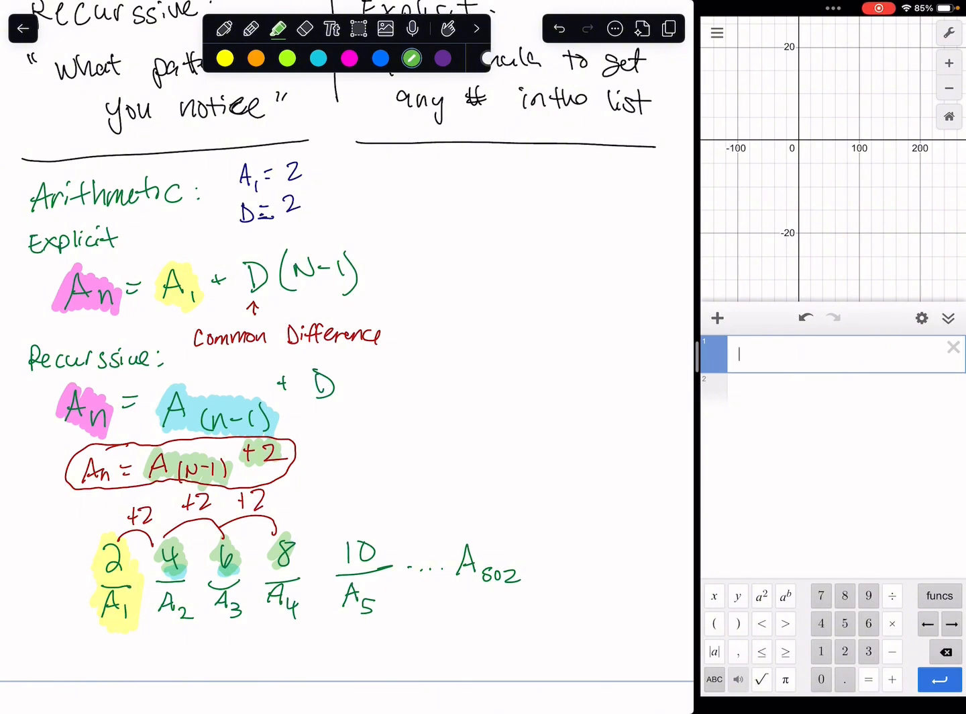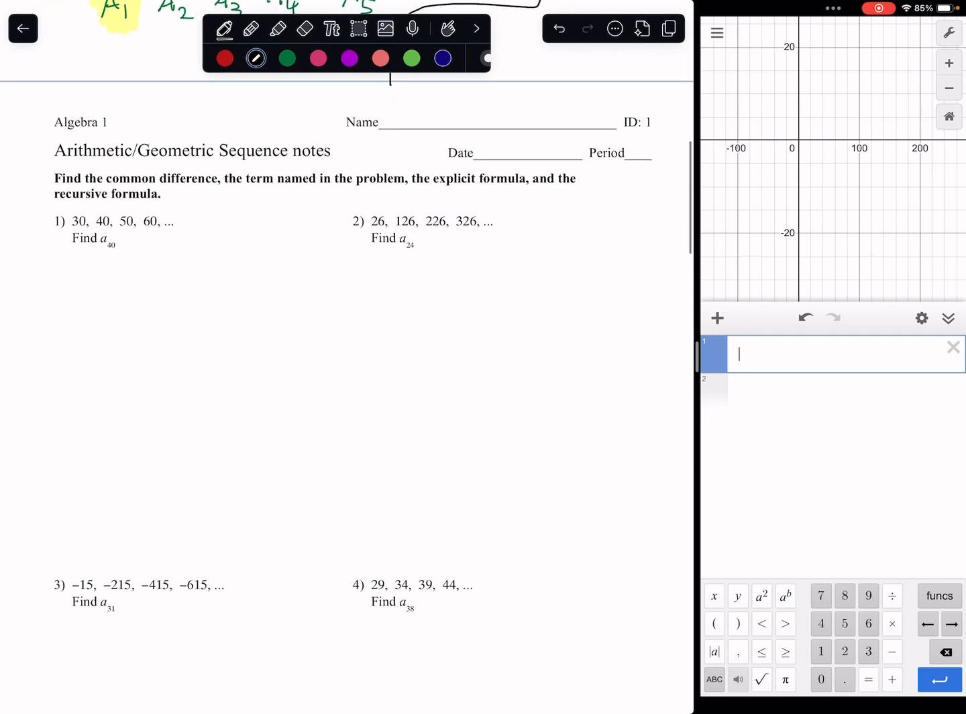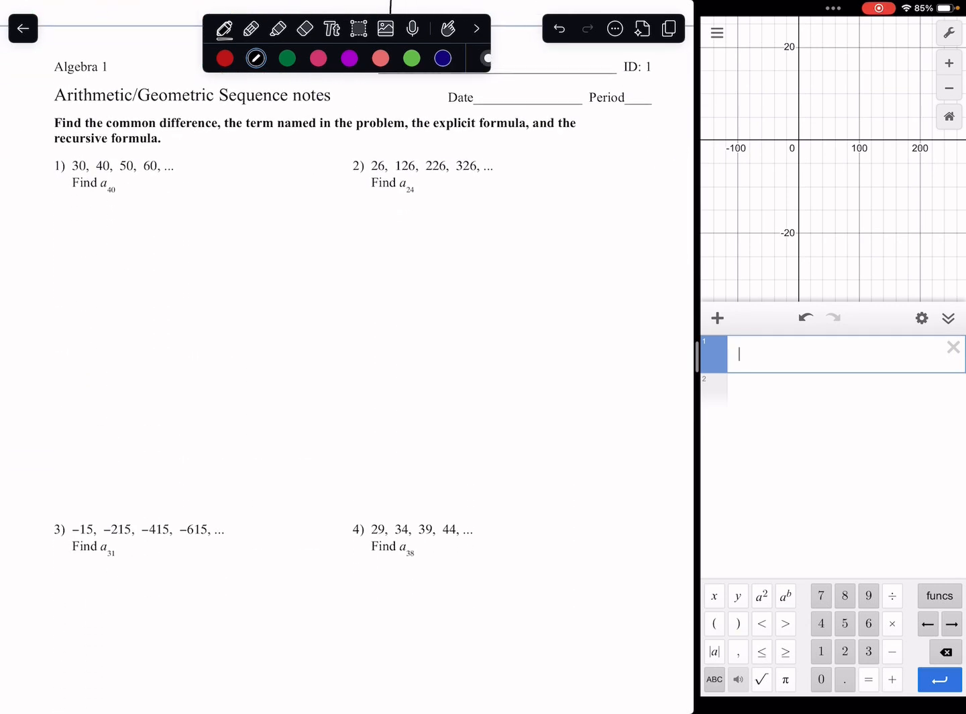Okay? Now, for geometric, no, let's just do some arithmetic, and then we'll come back up here for geometric in a minute. So let's just kind of split this down. Hopefully I got some space for geometric. Let's do some arithmetic ones. All right, so first we have to find the common difference, the term named in the problem, and we have to find the explicit formula and the recursive formula.